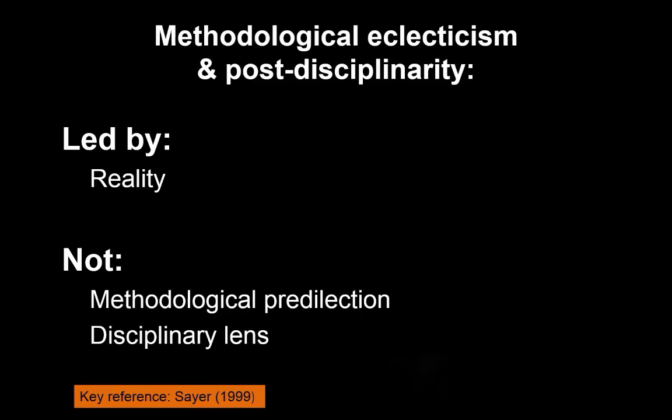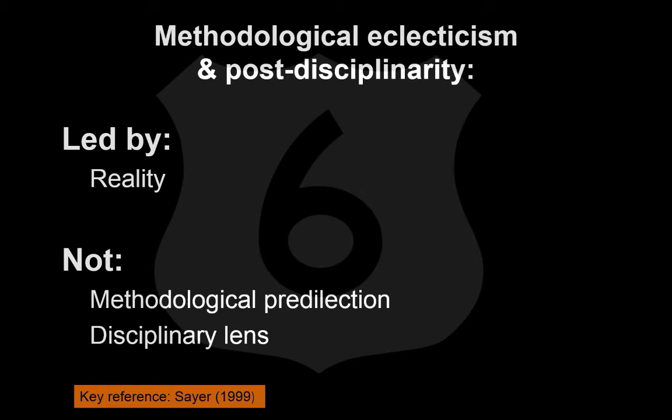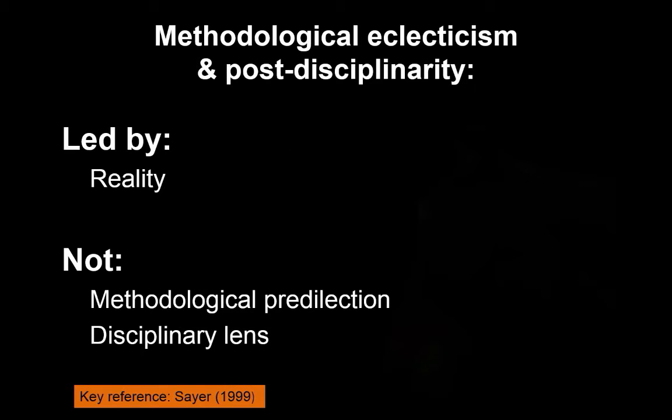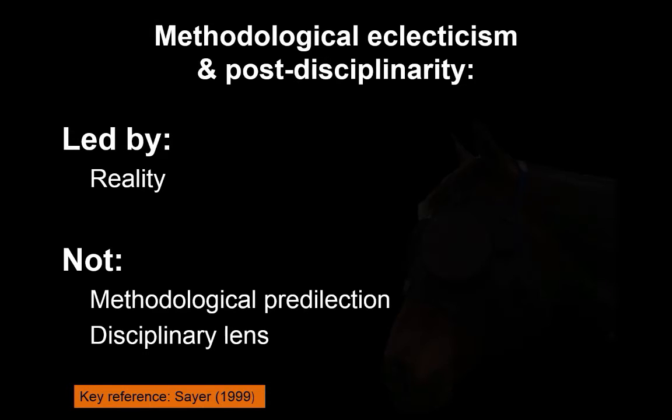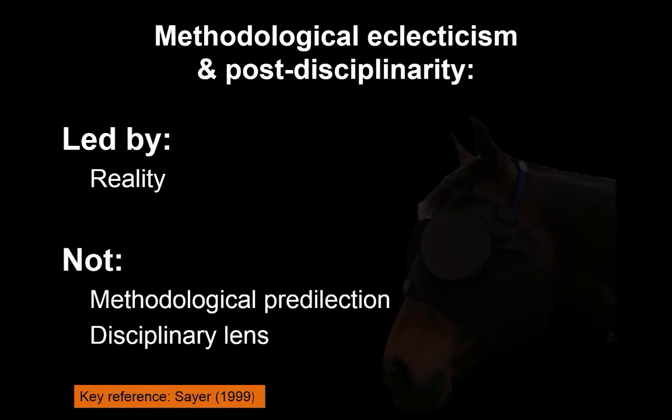Our final tenet then. Where does this lead us? Well, critical realism, I believe, leads us to an approach that advocates methodological eclecticism and post-disciplinarity. Why? Because we are led always by ontology, by reality. We are not led by our methodological predilection or our disciplinary lens.